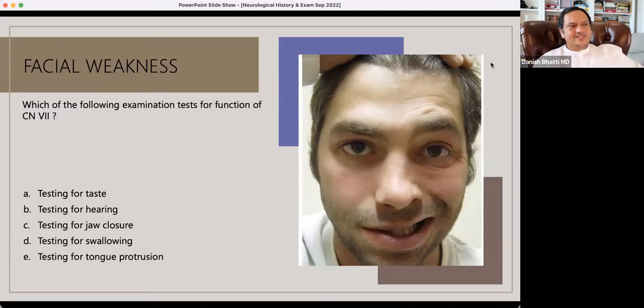So which of the following examination tests will test for the function of the seventh nerve in this patient? If you decide to do an examination besides the face, the facial muscles, what else will you do? Will you test for taste, hearing, jaw closure, swallowing, or tongue protrusion?